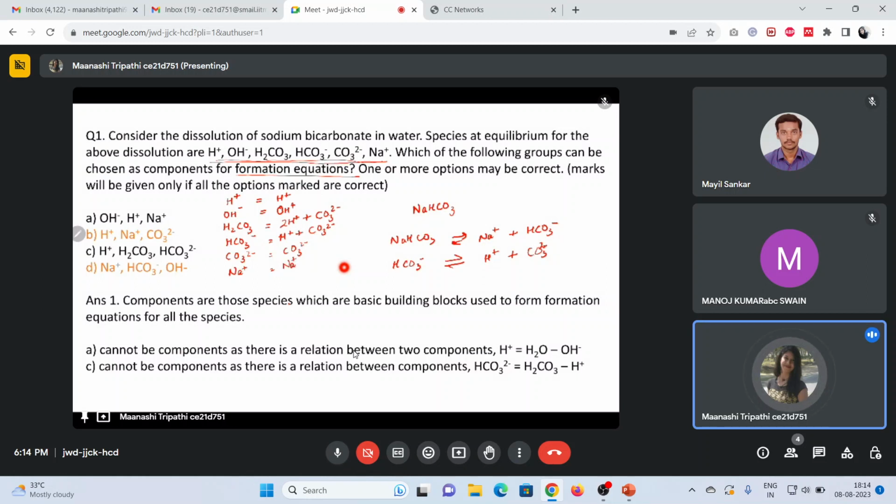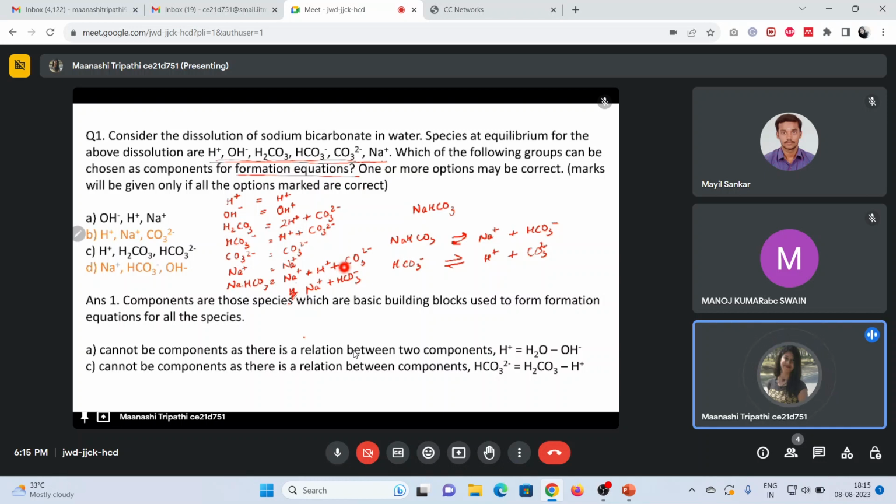So we are missing one species, which is the salt itself. So here, what do we need? We will need Na plus, H plus, CO3 2 negative, or we will need Na plus and HCO3 negative.